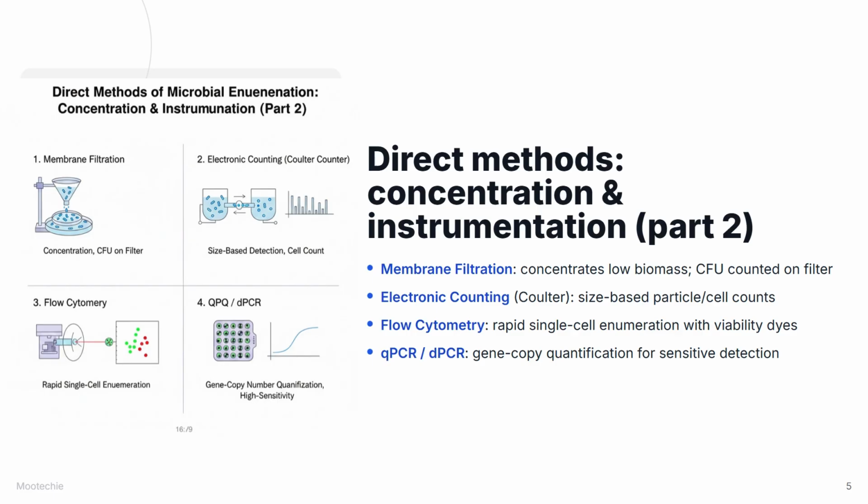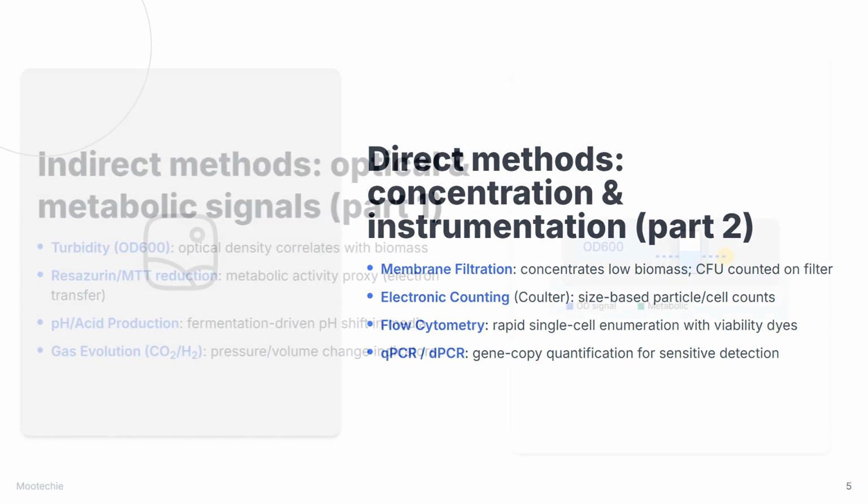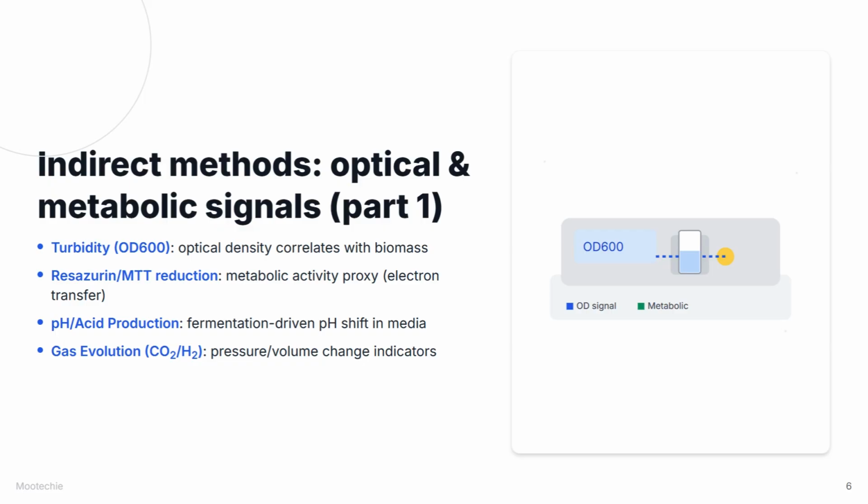Method 4 is qPCR or dPCR. These techniques quantify gene copy number, offering extremely high sensitivity for detection. These instrumental methods are powerful because they automate counting, handle large sample volumes, or detect cells based on specific properties like size, light scattering, or genetic material. Now, we transition to indirect methods, optical and metabolic signals, part 1.